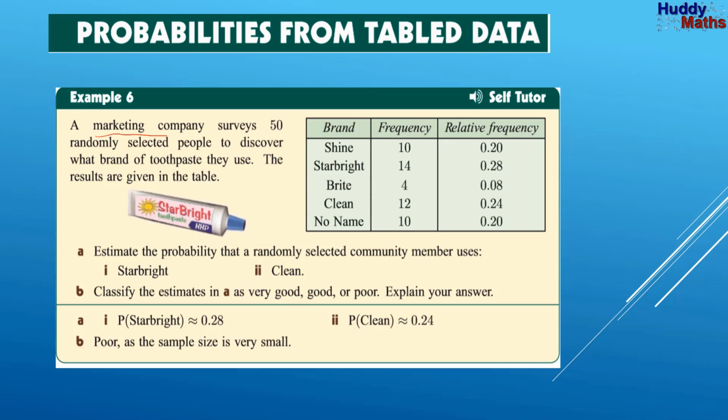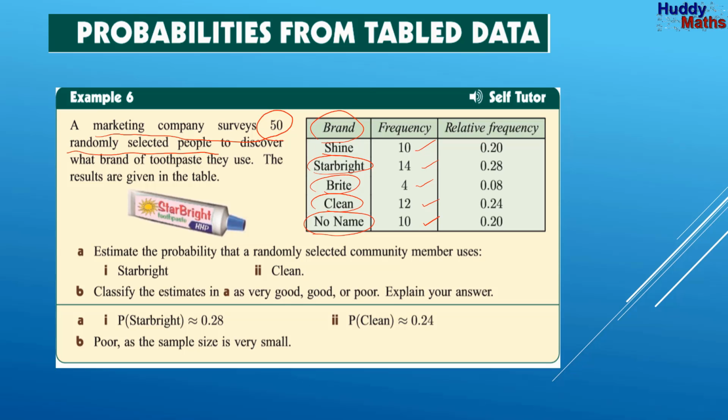And here, a marketing company surveys 50 randomly selected people. Remember, randomly means everybody in the population has an equal chance of being included. The population would be here, all the people who use toothpaste. So here we are. They want to see what toothpaste is most popular. So here's the brand, they list them down. Shine, they had 10 people wanted that. Starbright, 14 people. Bright, 4 people. Clean, 12 people. And a generic brand, maybe Black and Gold or something, 10.